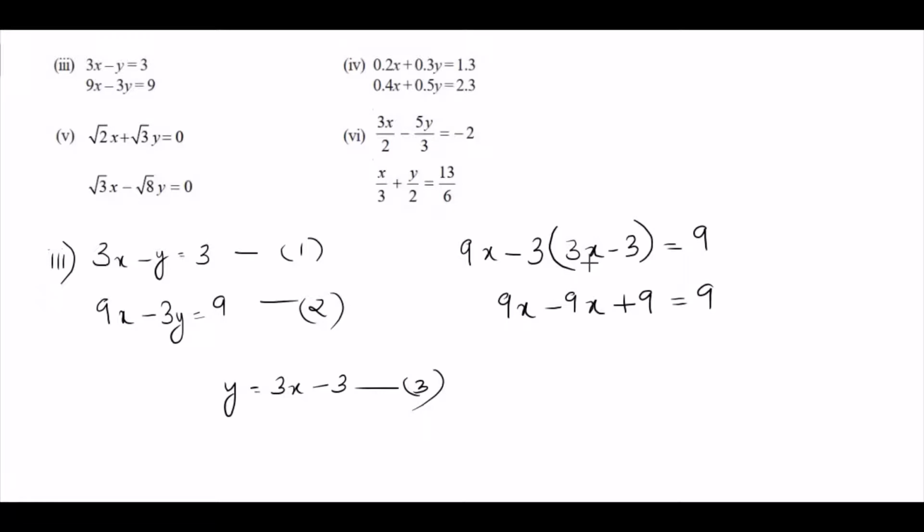When you are removing the brackets, you should be careful about the sign. Negative 3 into 3x is negative 9x. Negative 3 into negative 3 is plus 9. So you get 9x minus 9x is 0. So 9 is equal to 9. You have learned in the substitution method, if you get a statement that is true, that means you have infinite solutions for this pair of linear equations.